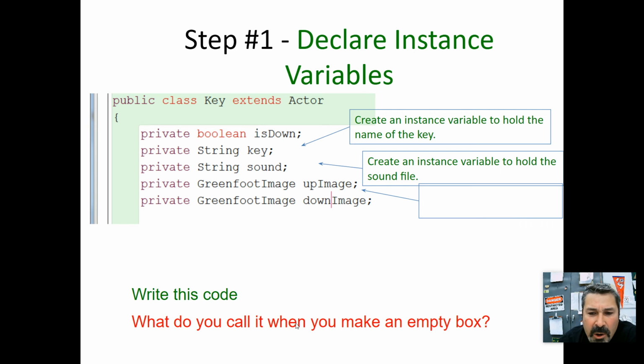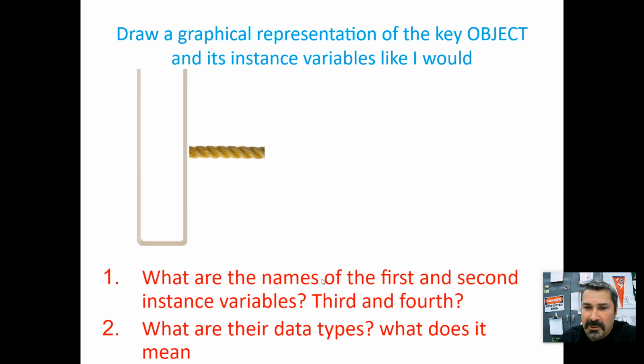Write this code. By the way, what do you call it when you make an empty box like this? So private string key. We have an empty box named key. We haven't put anything into it. What is it called when you first make that box? If you don't know the answer, ask me.